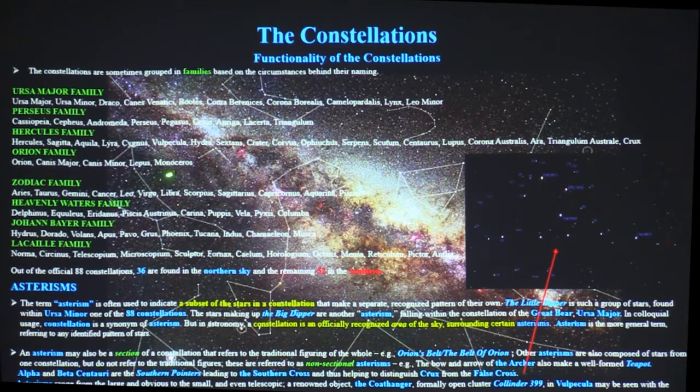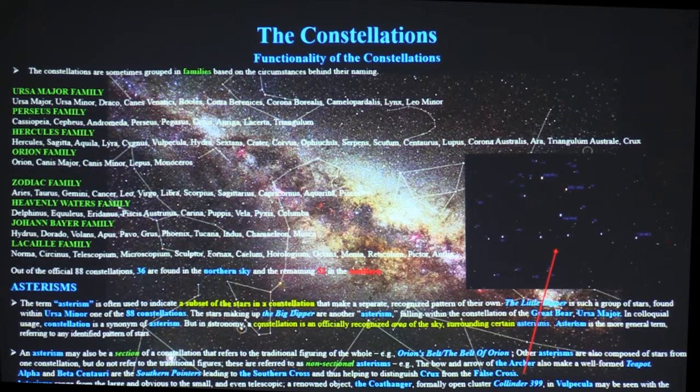The Orion family, now you know how you've got Orion here, and then you've got down here Monoceros, and beneath Monoceros you've got Canis Minor with Procyon, the brightest star in that, and then above you've got Canis Major and Sirius. And then you've got Lepus as well, the hare. So you've got all those constellations together.